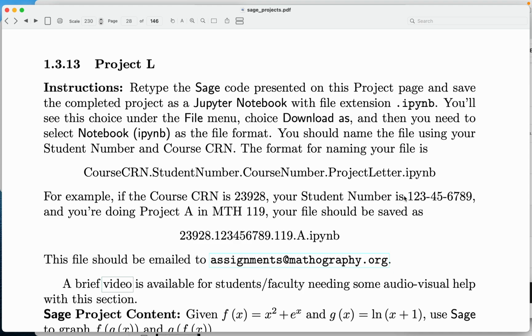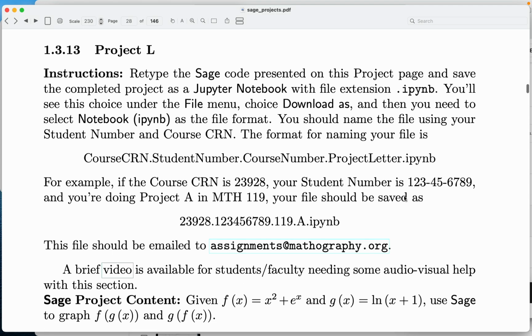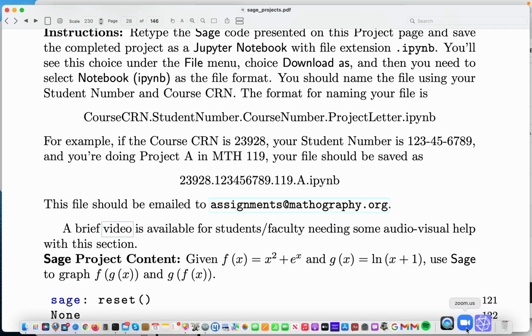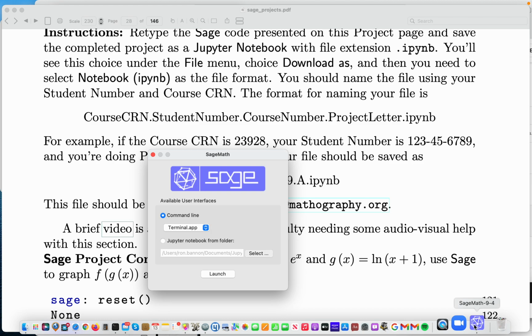Okay, we're still in Math 119. We're on Project L now. So what I'm going to do is launch Sage. We've been doing this for some time. Hopefully you're paying attention. What I mean by that, you're actually doing one project after another.